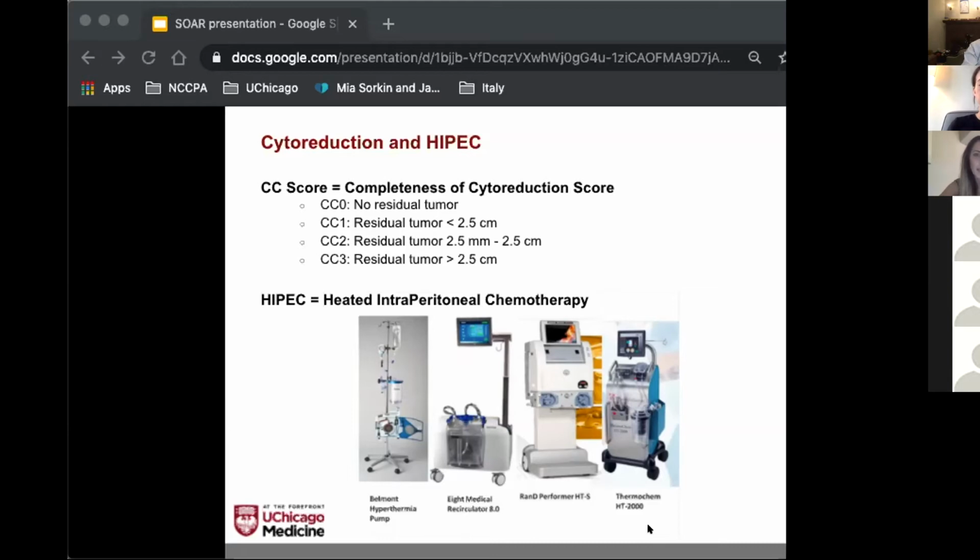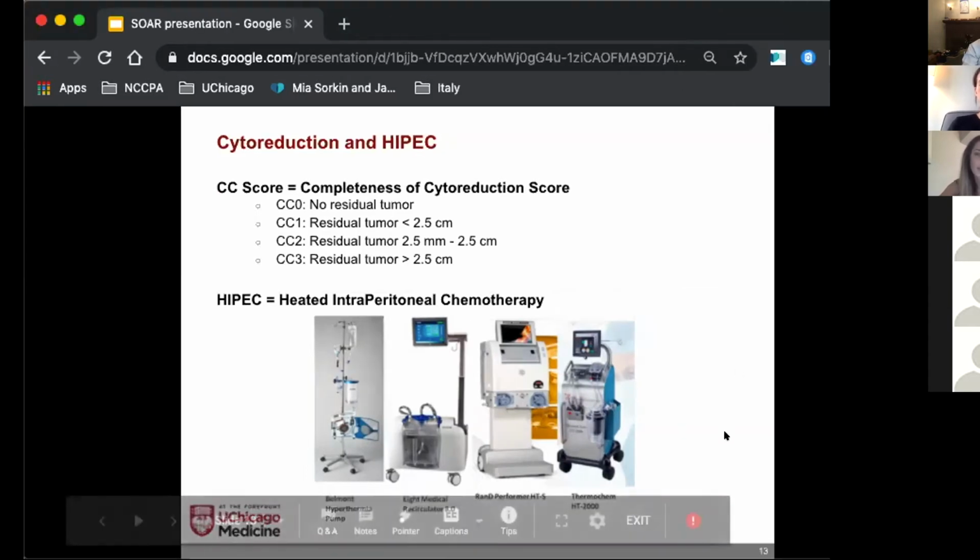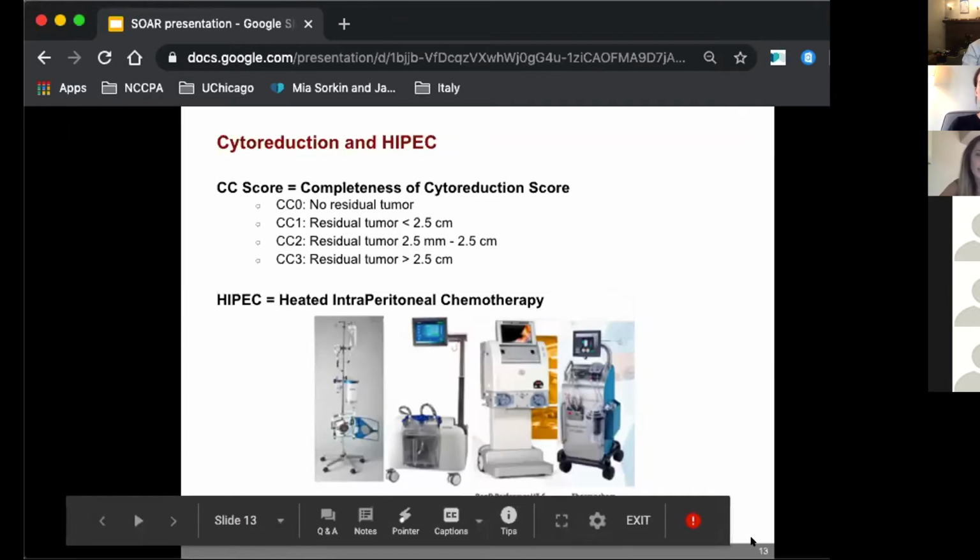HIPEC is heated intraperitoneal chemotherapy. The reason why we heat chemotherapy and then place it in the abdomen is that we think the heat improves penetration of the chemo, and then we think that the direct contact on top of cancer cells will kill them. Again, if we can remove all visible tumor, then our goal with the HIPEC is to treat any microscopic residual disease that's remaining in the abdomen at the completion of surgery.